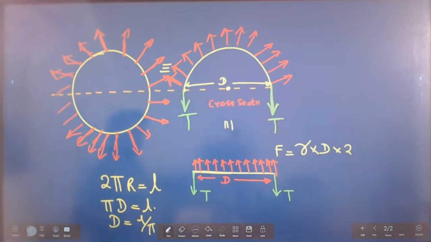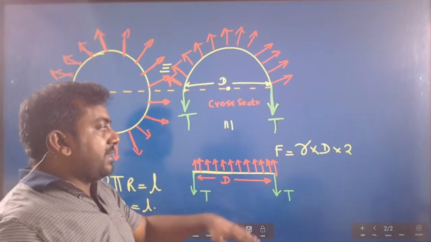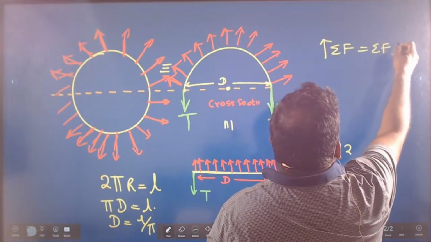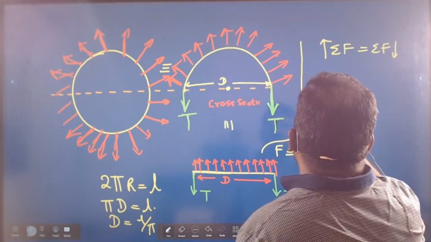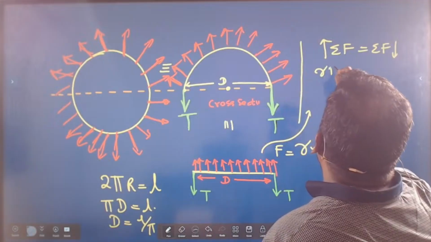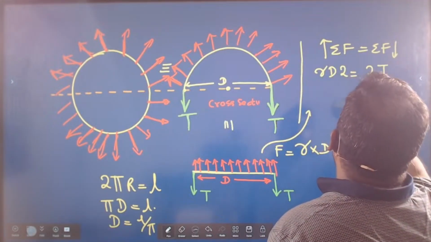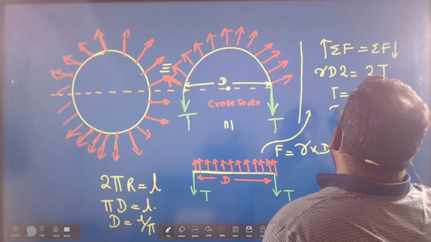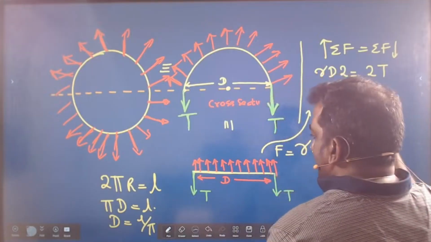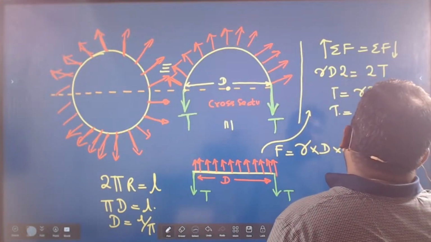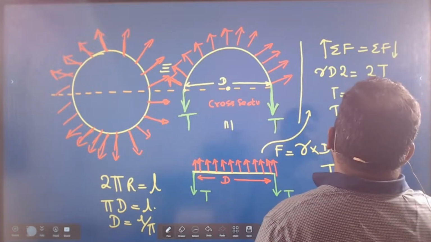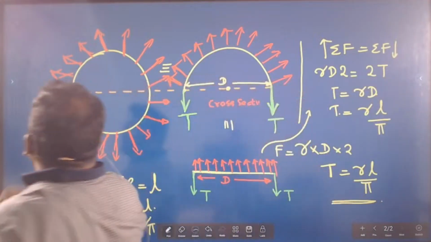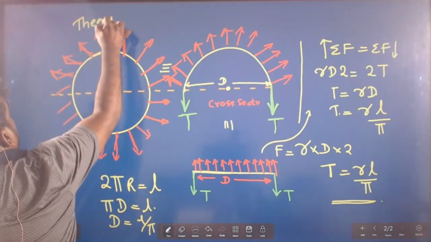Look at the board now. What can you say here? Upward forces balance downward forces. From here we can say sum of forces in the upward direction balances sum of forces in the downward direction. For this one, upward direction gamma d times 2. Downward direction 2T. 2 cancel off. Tension is equal to gamma d. What is diameter? L over pi. So what is your surface tension? Gamma L over pi. This is just the theory. So very simple idea.